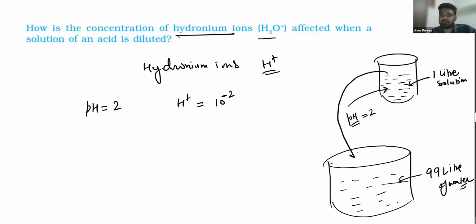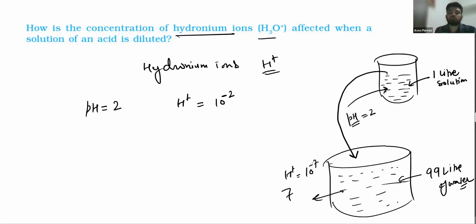When this is added, now the total solution will become 100 liter. The pH of this solution will be 7, so the H plus ion concentration of the solution will be 10 raised to the power minus 7. Yes, sir, because water itself has a pH, na?